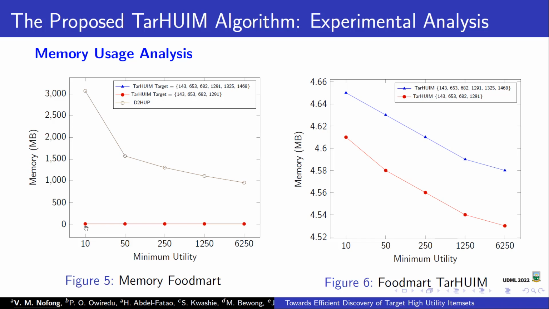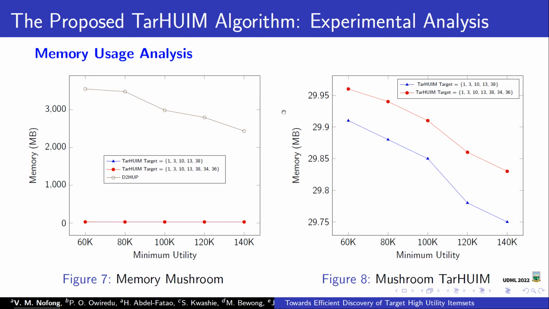the visualization of the reader. So when we look at it, our technique is using roughly 4.65 megabytes maximum. D2HUP is using about 3,000 megabytes of memory. However, it should be noted that our implementation is in Python currently, and D2HUP is in Java. In the mushroom data set, again, we can notice that our proposition, irrespective of the target, is running around 30 megabytes maximum, whilst D2HUP is running a minimum of about 2,200 megabytes.